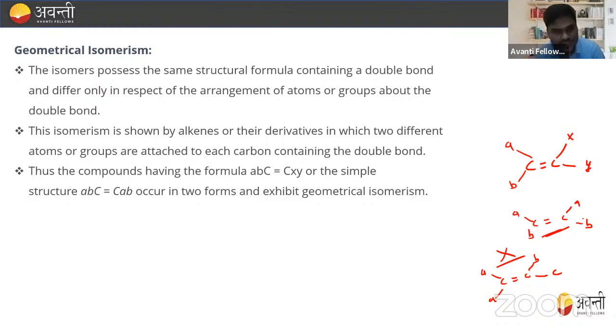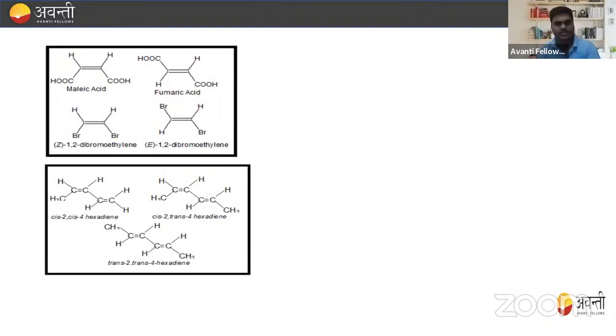The first condition: this isomerism is shown by alkenes or their derivatives in which two different atoms or groups are attached to each carbon containing the double bond. Thus, compounds having the formula ABC=CXY, or the simple structure like ABC=CAB, occur in two forms and exhibit geometrical isomerism as well. So these are examples of geometrical isomerism, right?